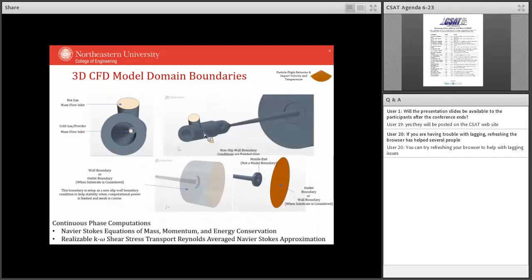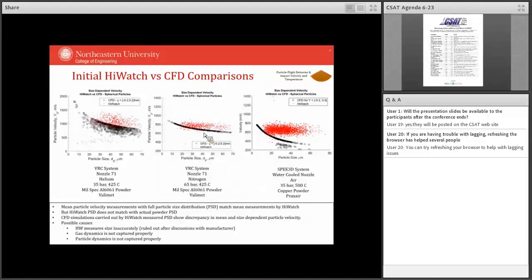Okay, so here are some initial HiWatch versus computational fluid dynamics simulation comparisons. What we see here in the three plots are the measurements and CFD simulation outputs from the three different spray conditions. We're plotting size-dependent particle velocities. The red dots represent the HiWatch measurements, and the black circles represent the CFD simulation outputs. What we see here is that the size-dependent velocity estimation from the models is way underestimated, in all three conditions.